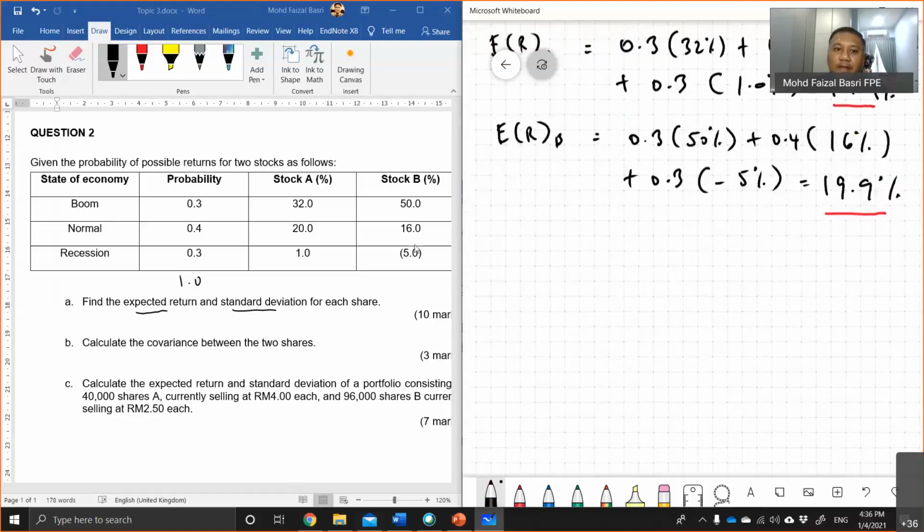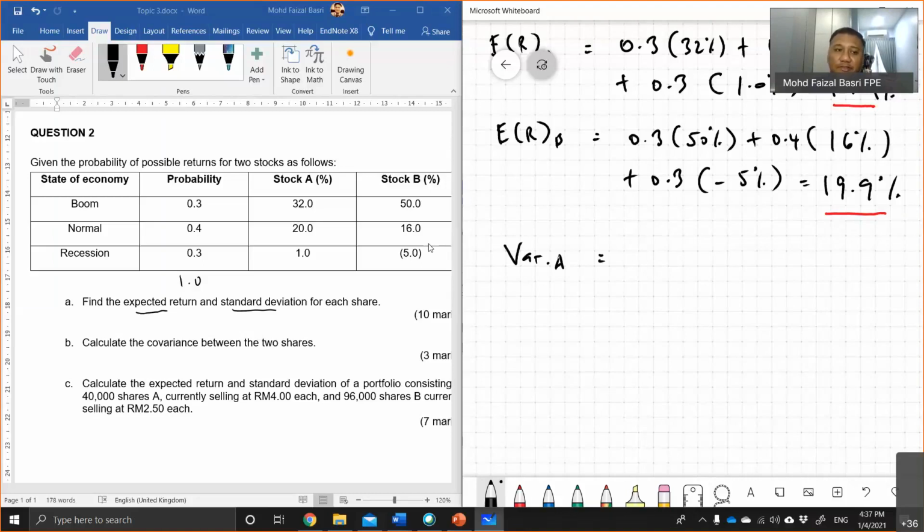Again, if you recall last week's lessons, in order to calculate the standard deviation, we need to find the variance first, because the symbol of standard deviation is sigma. So from variance, sigma squared, we have to square root the variance in order to get the standard deviation. So let's say we want to find the variance for stock A.